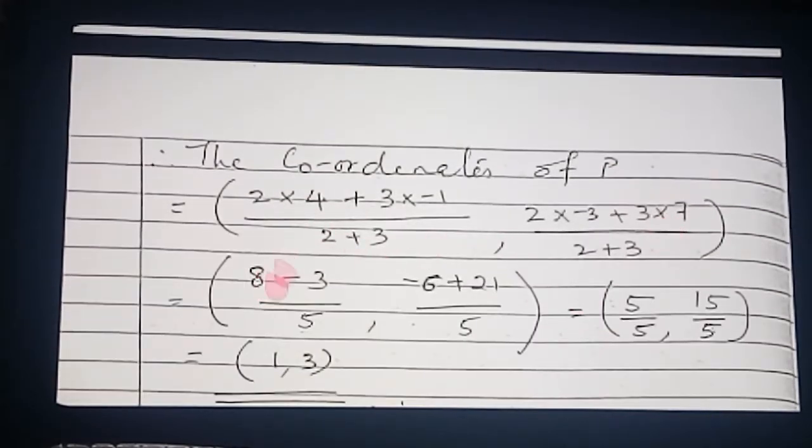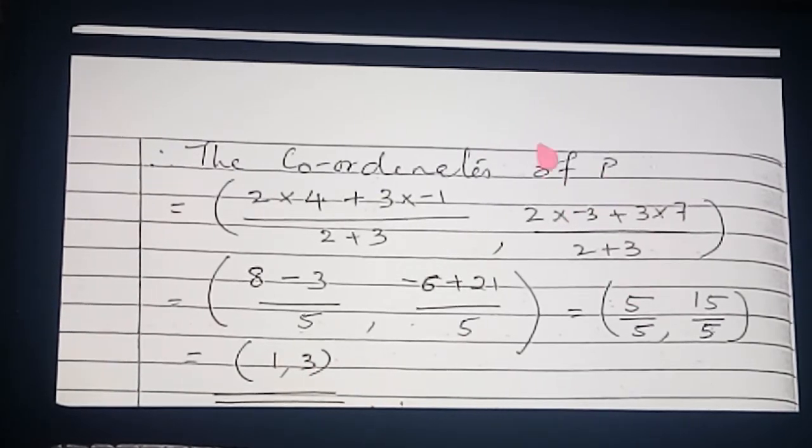See here. So 2 into 4, how much is coming? 8. 8 minus 3 by 5. And here minus 6 plus 21 by 5. So 8 minus 3 is 5, 5 by 5. And minus 6 plus 21 is 15, 15 by 5. So you got the coordinates as (1, 3). So the coordinates of the point P are found, very easy now. Okay.